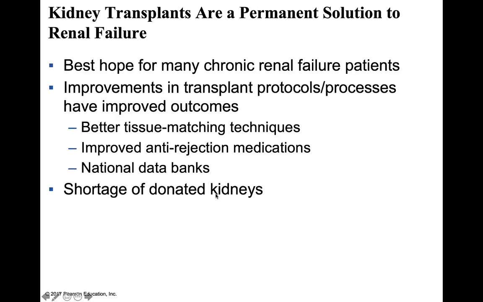Now, the optimal treatment is a kidney transplant. Unfortunately, one of the issues here is the availability of kidneys, but when we look at individuals that receive kidneys, we're starting to see a higher acceptance rate because we're better at matching tissues. There's less rejection. Data banks, all of this has made it a little bit easier to actually get a kidney.